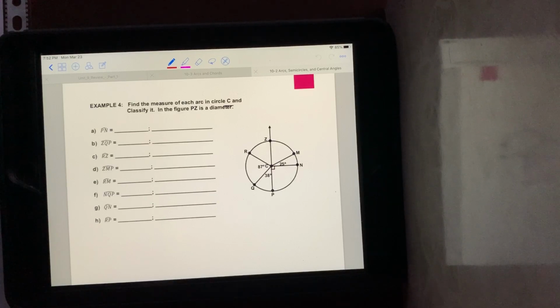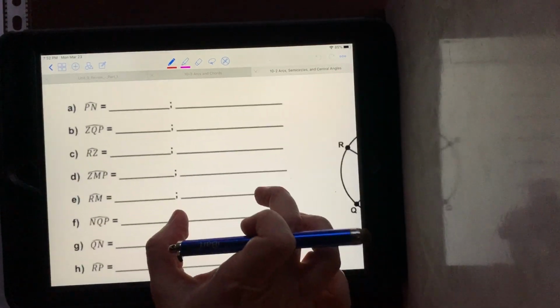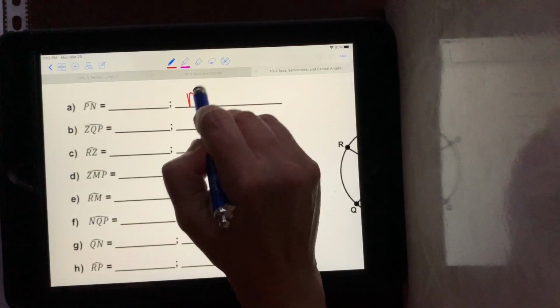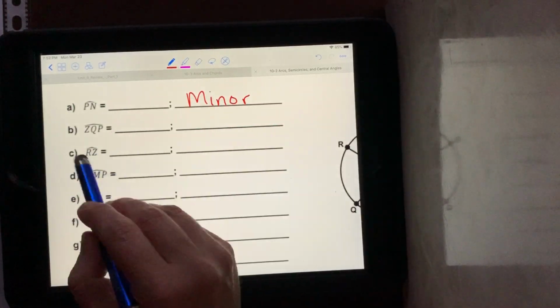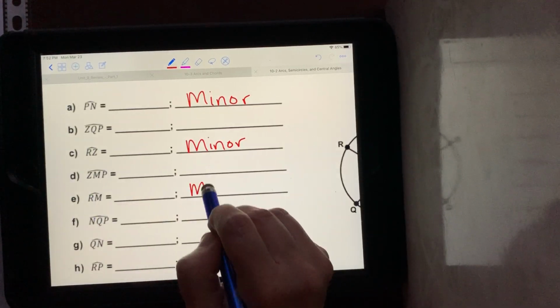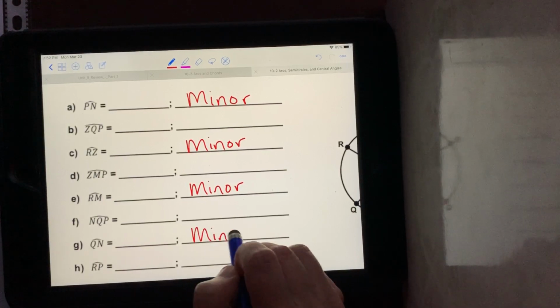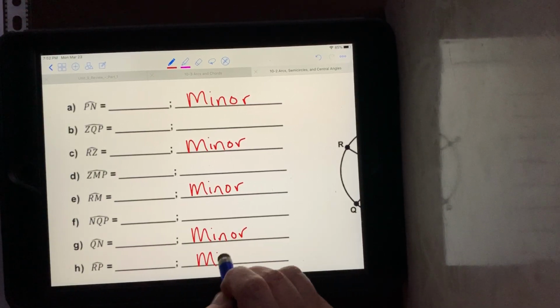All right, last little bit. Kind of the same process, but instead of just finding the measure, we have to label whether it's a minor arc, major arc, or a semicircle. And I'm going to abbreviate some of that just to save you guys some time. I know just by looking here, if it has two letters, it's a minor arc. So I'm just going to go ahead and get that out of the way. And again, the three letters has two choices, so we're not sure if it's a major arc or a semicircle.